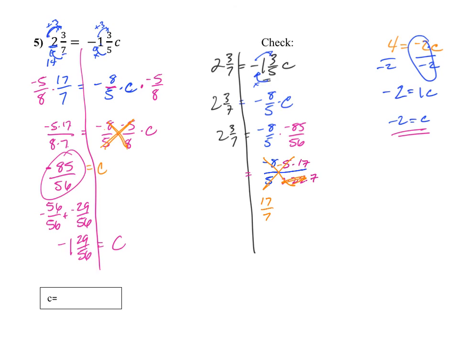which, if I look, I've already done the conversion over on the left here, but I'll just go ahead and change this. It's going to be 14/7 plus 3/7. 14/7 is 2, and then 3/7. And this side was already 2 and 3/7. Those are equal, so my solution is that c equals negative 85/56 or negative 1 and 29/56.